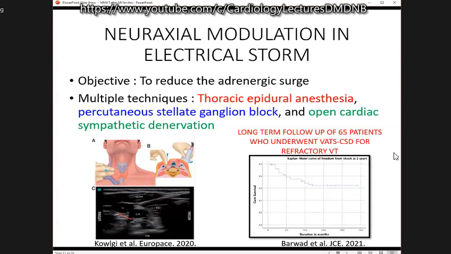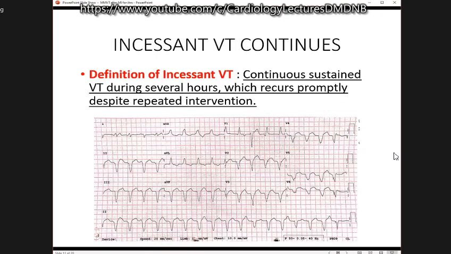And with regards to VATS guided cardiac sympathetic denervation, we have a recent publication from Yash Sir's group that has shown good long-term results and freedom from ICD shocks after 2 years. So there are only a few cautions that need to be considered when we select patients for these, especially patients with RV dysfunction. So in this patient, after we anesthetized and intubated the patient, actually the rate of the ventricular tachycardia reduced, but still VT persisted.